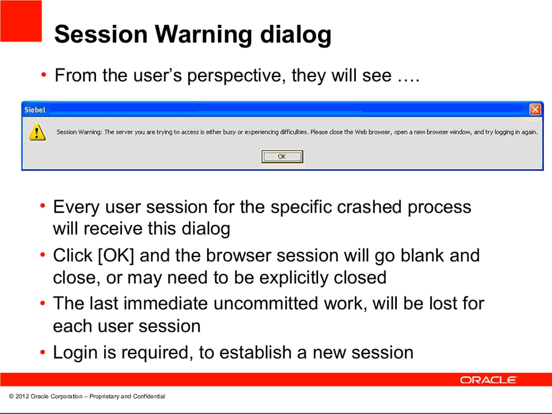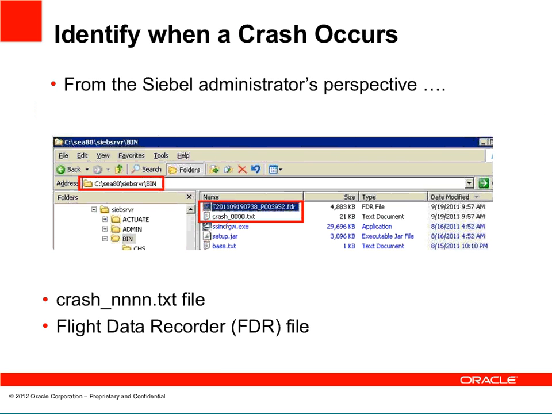Okay, so that's from the user perspective, and from the Siebel administrator's perspective, we sometimes see service requests raised where the customer will say, we have these crash.txt files or these FDR files, what are these? We don't know what they are. So basically these are generated when the crash occurs. I'm going to go into detail in a little while, specifically around the contents of these files. But it's just to make you aware that fundamentally these are the diagnostics that get generated when the crash occurs. And as a Siebel admin, you may see these.